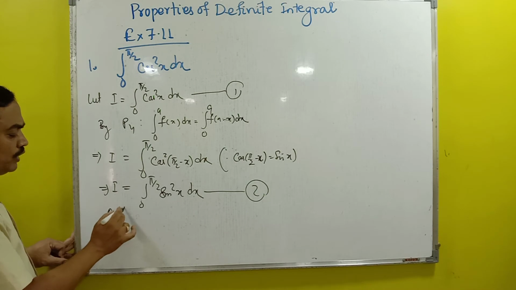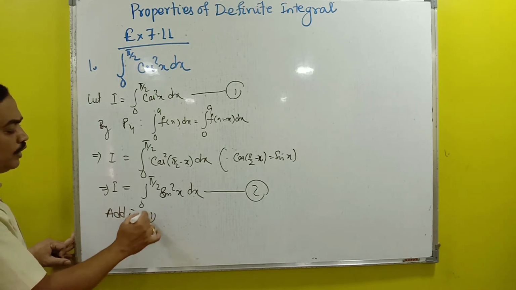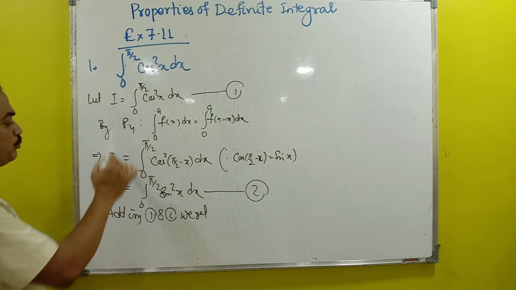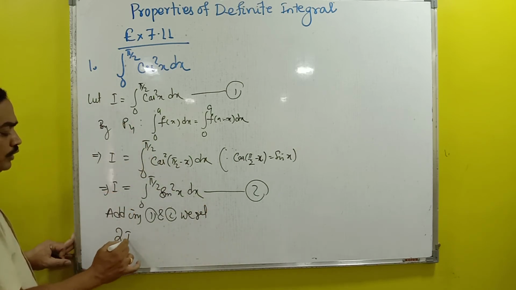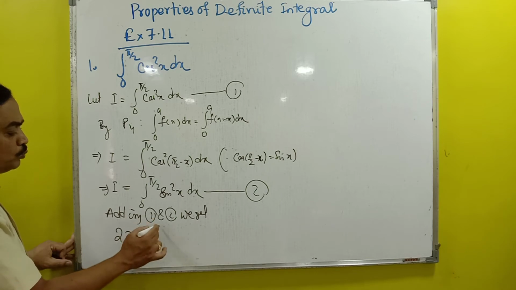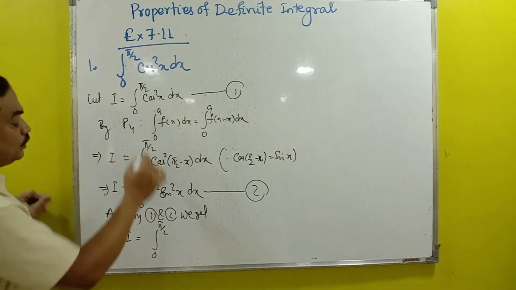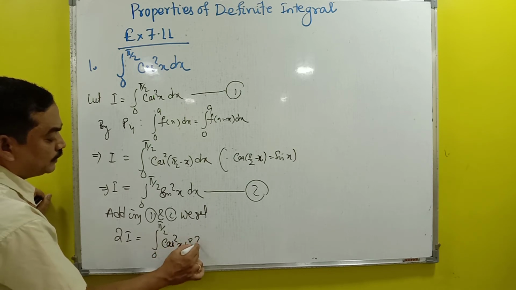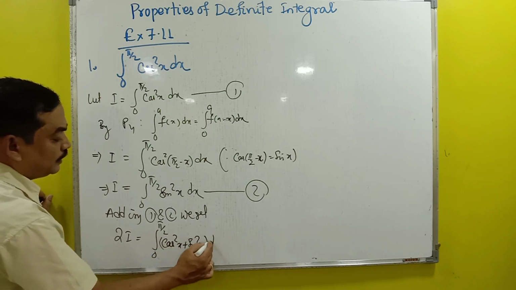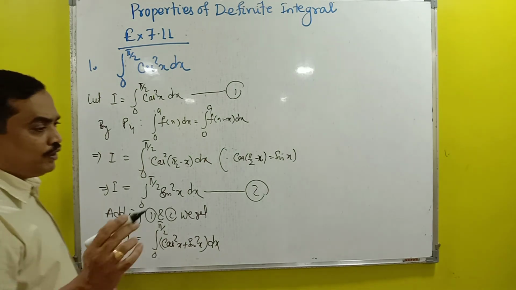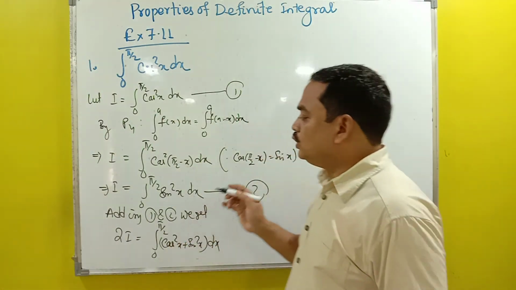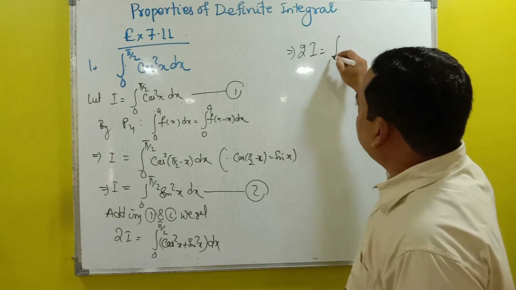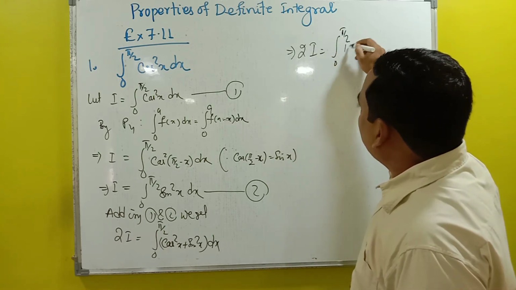Adding 1 and 2, what are we getting? I plus I, this is 2I, is equal to the integral from 0 to pi by 2, taking common, of cos square x plus sin square x dx. Cos square x plus sin square x, what we know, is equal to 1. So this implies 2I is equal to the integral from 0 to pi by 2 of 1 dx.